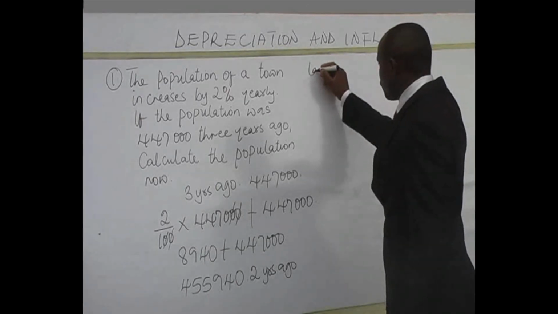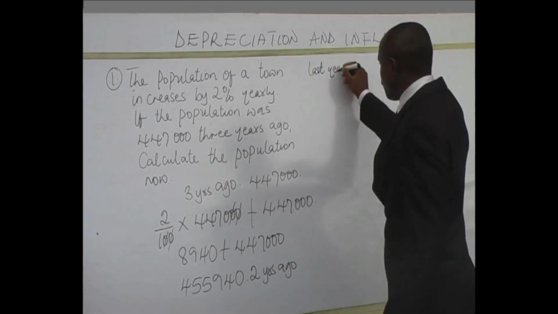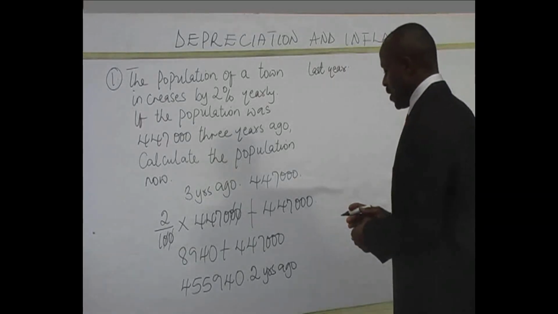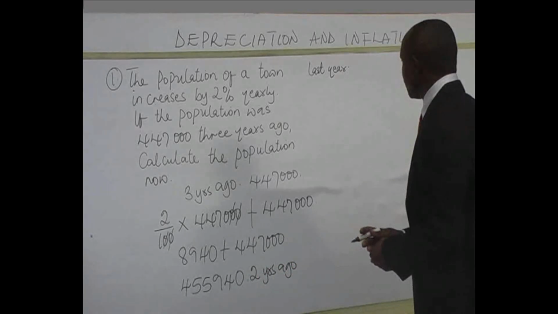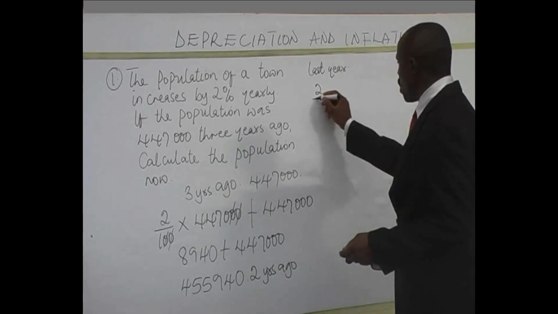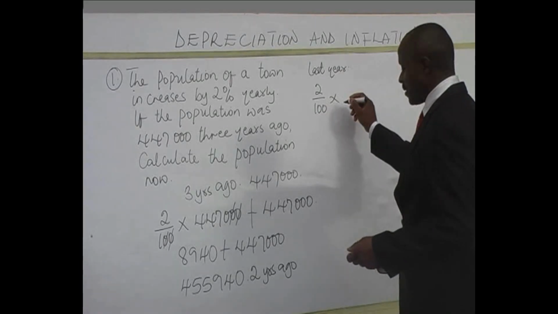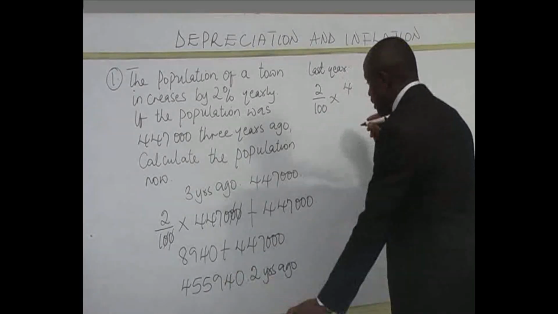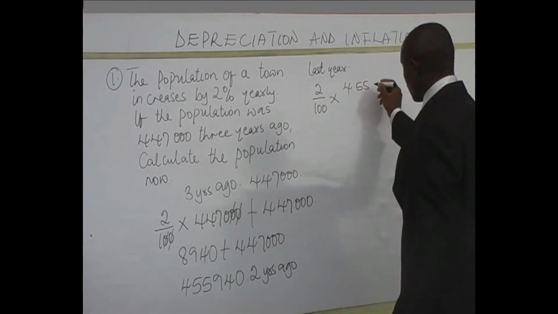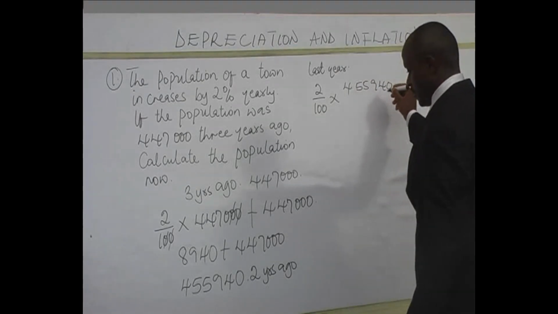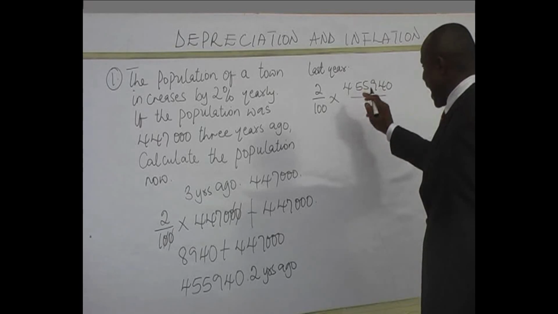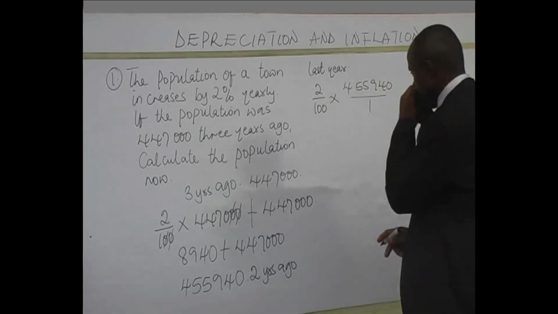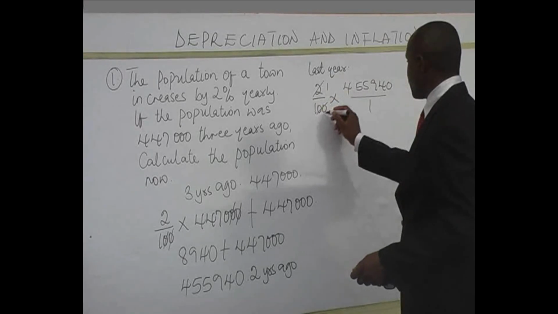Last year, the population is going to be 2% of what was calculated last 2 years plus the population of last 2 years. So we're going to have 2 all over 100 times the population of last 2 years, 455,940 all over 1. If you finish calculating this, that is 2% of this, add it to this, it will give you the population of last year. Okay? This is 1, this is 50.